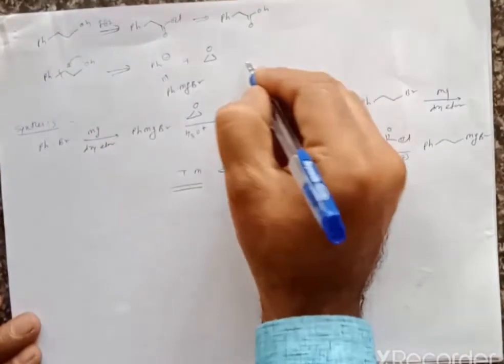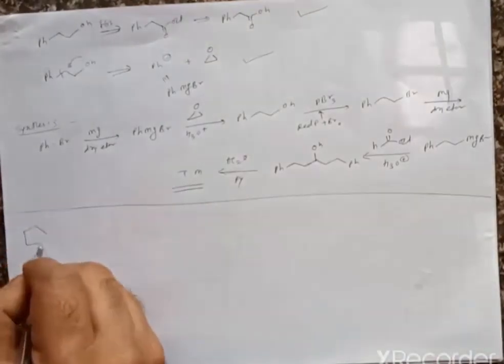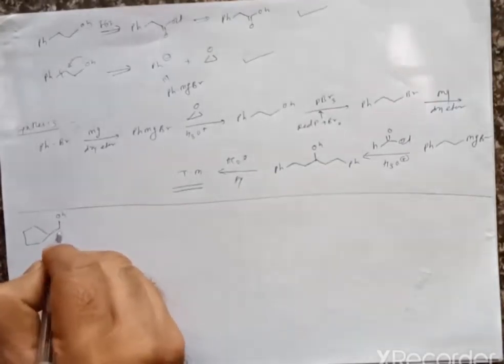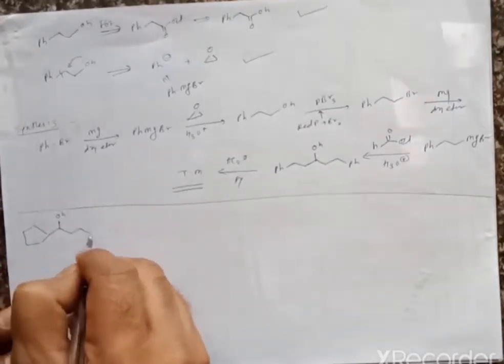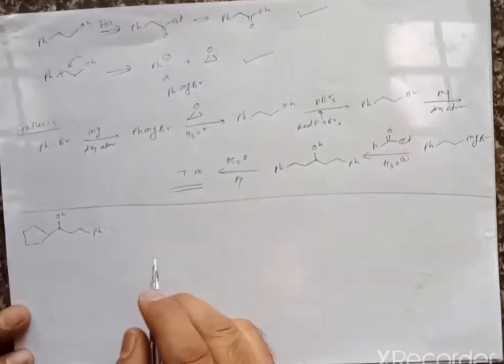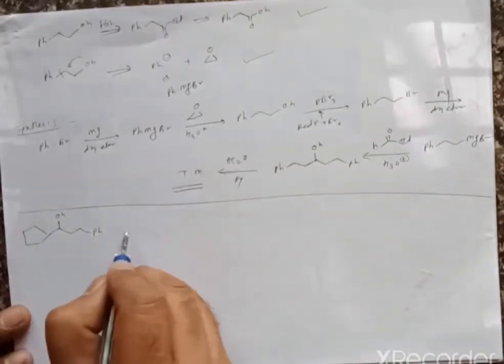So either we can use this route or we can use this route. Both routes are suitable for the synthesis, right? Let us take another target molecule. Another target molecule, that is, there is a cyclic ring containing alcohol, CH2CH2Ph, right? So this is again a similar molecule to the previous one, but the only difference is that it is not symmetrical, this is an unsymmetrical alcohol.